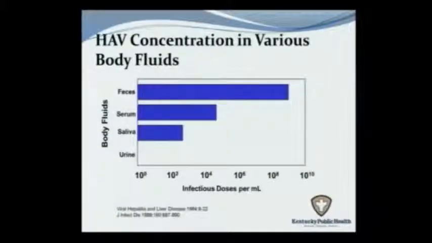This is just a graph that represents the concentration of HIV in various body fluids. As you can see, there's a great concentration in feces, followed by serum, saliva, and there's relatively no concentration of HIV in urine. But of course, serum is what we use clinically to diagnose for the most part.